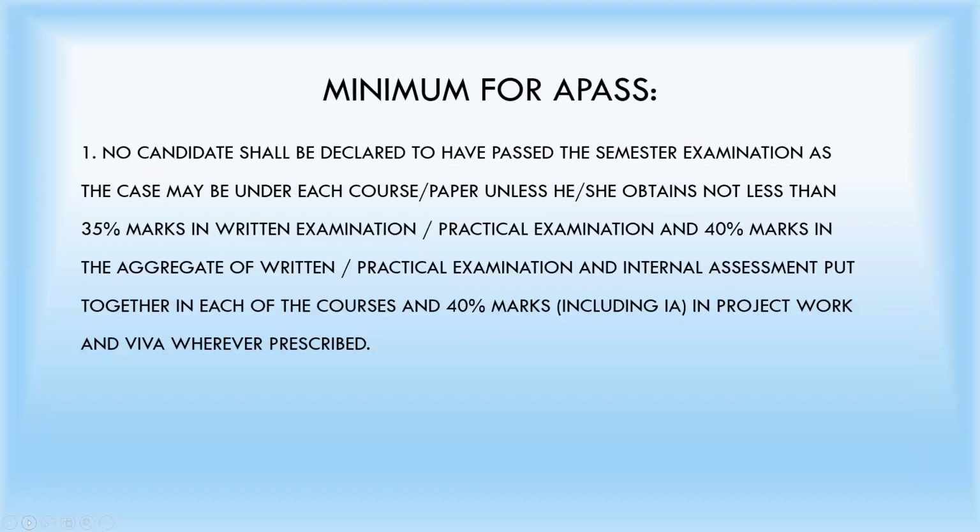Let's understand the university guidelines. No candidate shall be declared to have passed the semester examination, as the case may be under each course, unless he or she obtains not less than 35% in the written examination, and in case of internal assessment or practical examination, one has to secure 40%. Together, both IA plus written examination, your marks should be 40%, whichever is prescribed by the university. So this is how the examination is going to be conducted by the university.